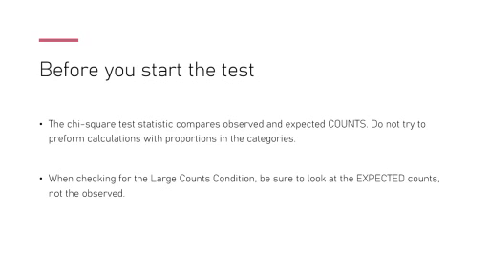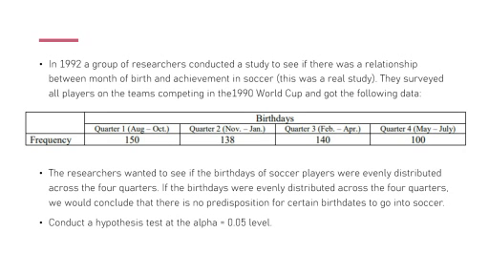And again, when you check your large count condition, which is your normal condition, make sure you're looking at the expected values and not the observed values. So just some warnings: make sure you use counts, not proportions, when you're doing these calculations, and make sure you're looking at the expected counts when you're checking the large count condition. All right, so let's do an example.